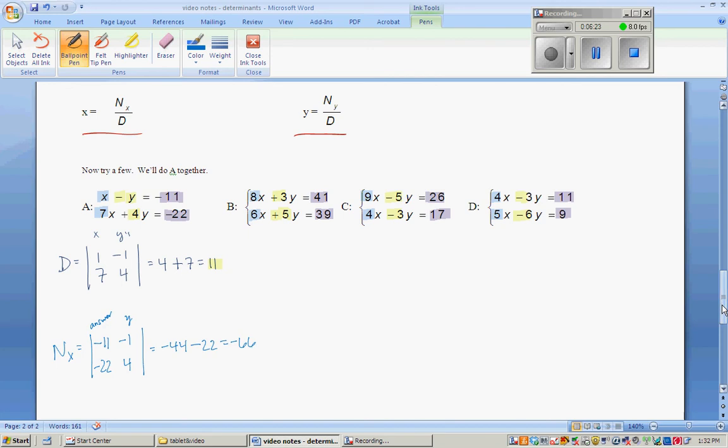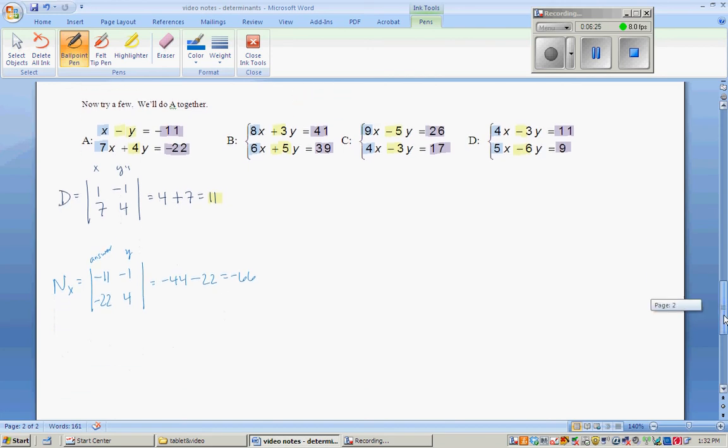And finally, we're going to sneak up and we're going to do n sub y. And again, we're going to put the x's and we replace the y's with the answer column. So we're going to get 1 and 7 and -11 and -22 here. And that becomes -22 minus -77, which is a +55.